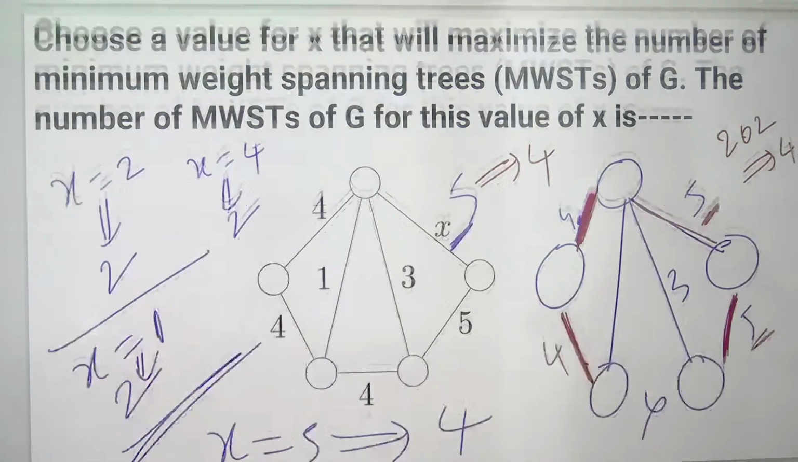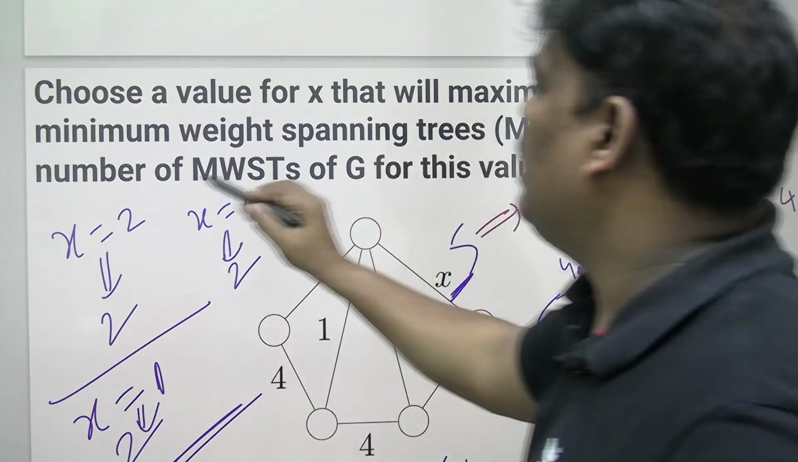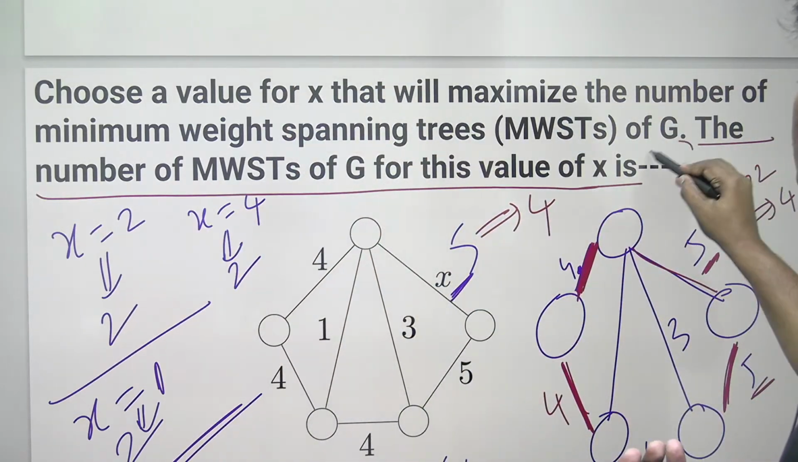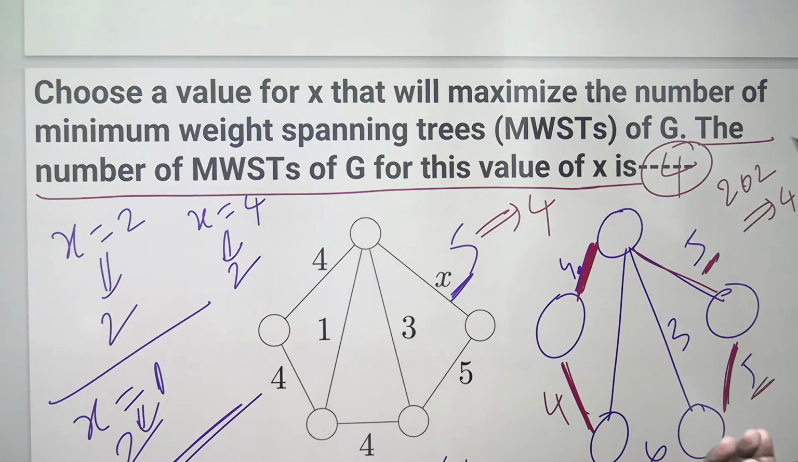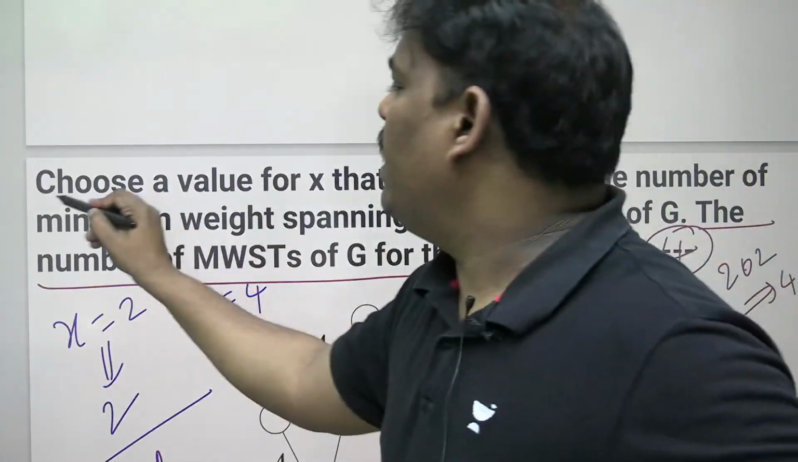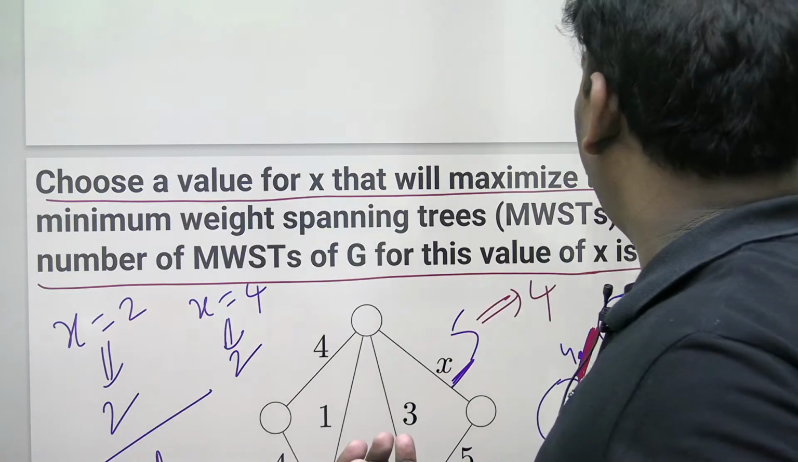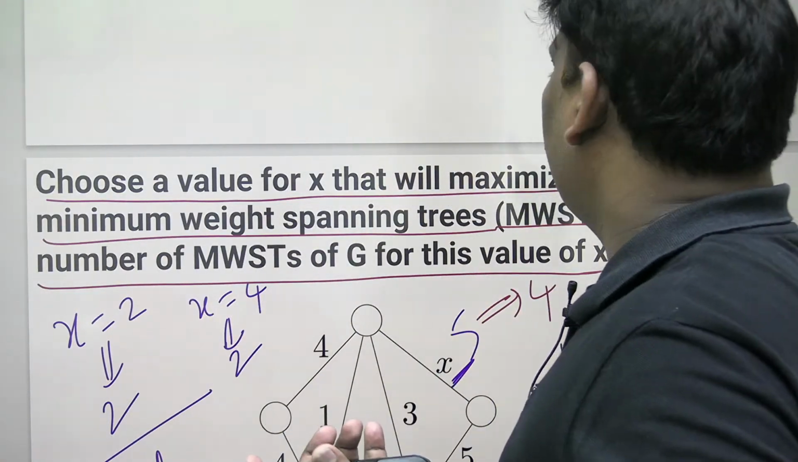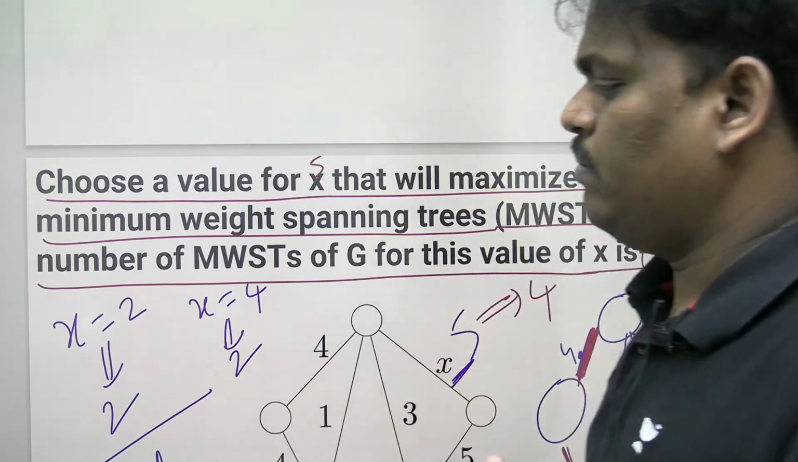So what is it asking? The number of minimum weight spanning trees of G for this value of x is 4. Next one, choose a value for x that will maximize the minimum weight spanning trees of G. I think x value 5.